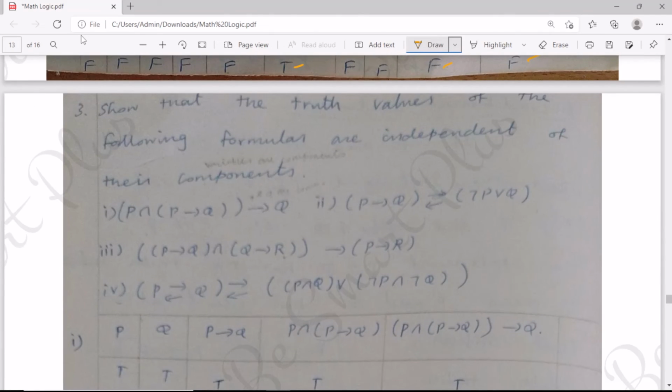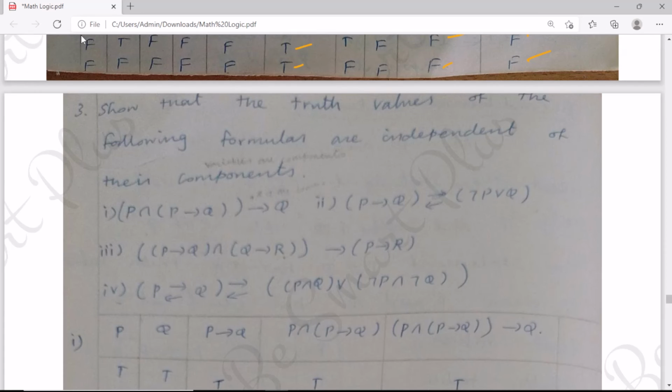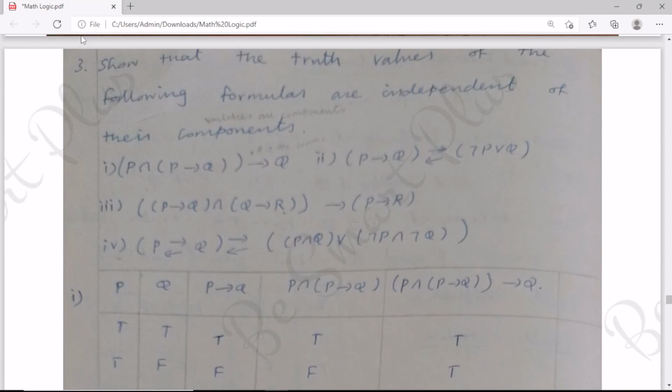Next, one of the important things you have to notice is showing that the truth values of the following formulas are independent of their components. Look at these formulas: P and P conditional Q, conditional Q, and so on. It is again a biconditional statement, the third one is a conditional, and the last one involves biconditionals.